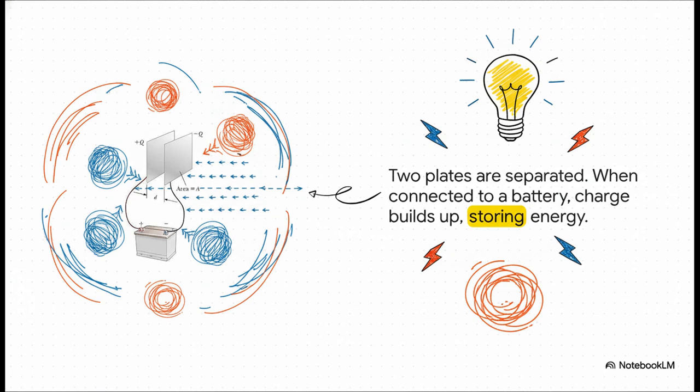You just have two metal plates, really, really close to each other, but not touching. When you hook up a battery, positive charge piles up on one plate and negative charge piles up on the other. That separation creates an intense electric field between them, storing energy almost like a tightly wound spring.